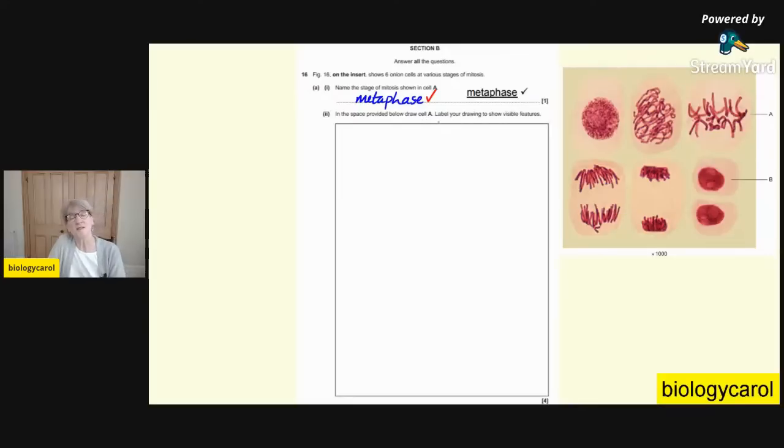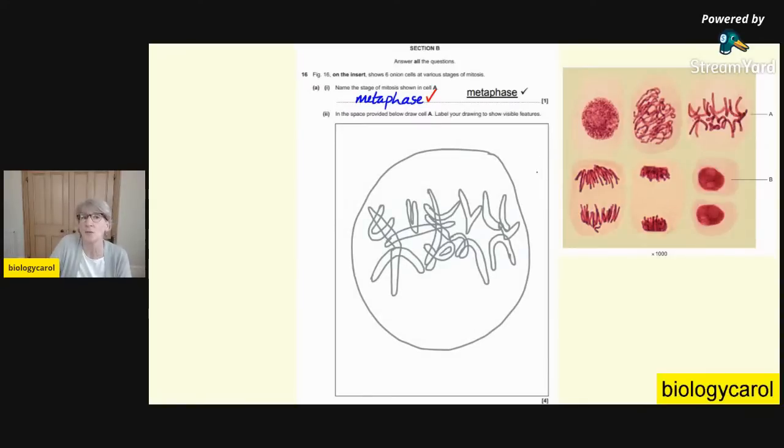In the space provided, draw cell A. Label your diagram to show visible features. Now, notice this is a biological drawing. You are drawing what you can see and not a diagram of metaphase from your textbook. You draw what you can see, and you draw it reasonably large. And there are rules for biological drawing. Number one, you use a pencil. Number two, your lines are continuous and there is no crossing of lines. You don't do shaded lines or sketched lines. They're just one continuous line. All of your lines join. You label using lines and not arrows. And you should put in a title and a magnification. So those are all the things that should be in your biological drawing.